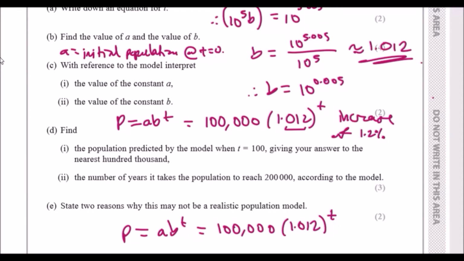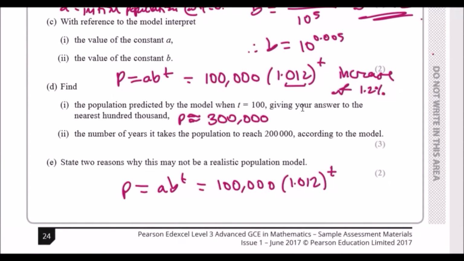Okay, part D now. Find the population predicted by the model when T is 100, giving your answer to the nearest 100,000. Simply plug in T equals 100 into our general population equation. So P equals 100,000 times 1.012 to the power 100. You should get about 329 something thousand. Because we want the nearest 100,000, it should be rounded to 300,000. That's quite generous when they give you a huge rounding figure. It's very inaccurate, but cool.